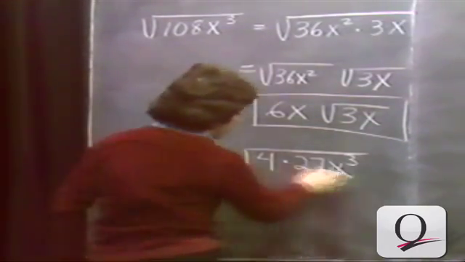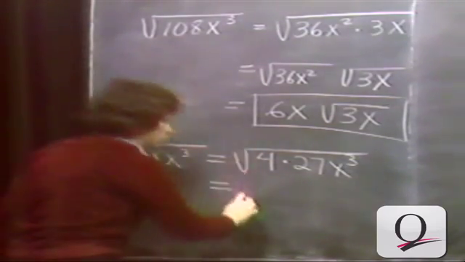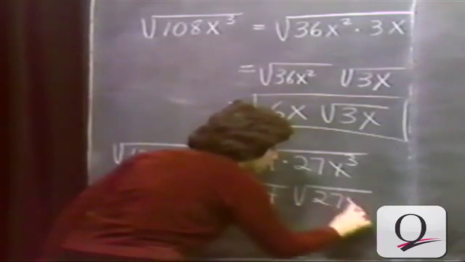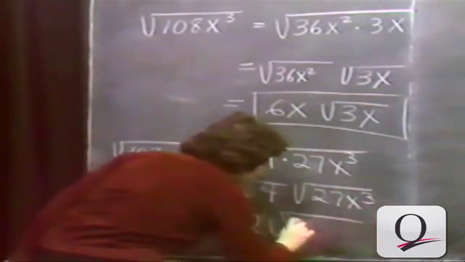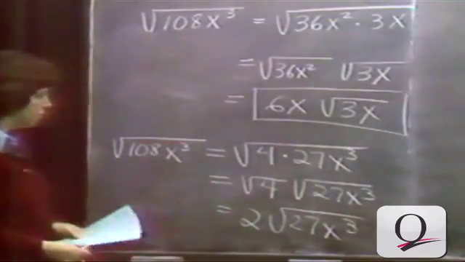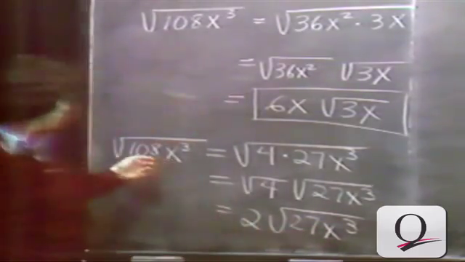The square root of a product is the product of the square roots of the factors, this stage. The square root of 4 times the square root of 27x cubed. This will give us 2 times the square root of 27x cubed. Now, we're not in simplest radical form yet, but we're working with less under the radical than we started with.